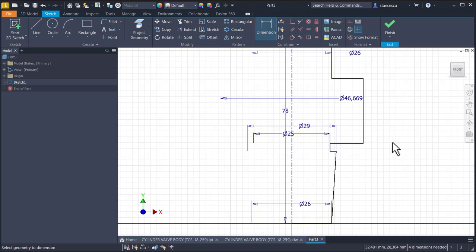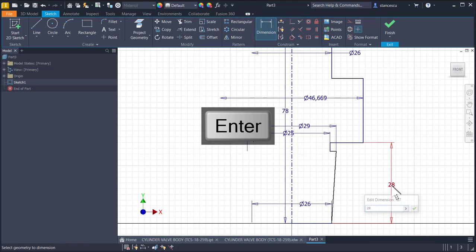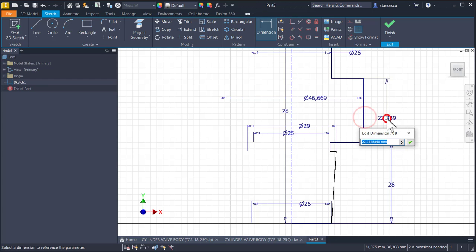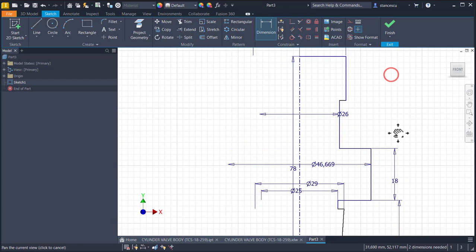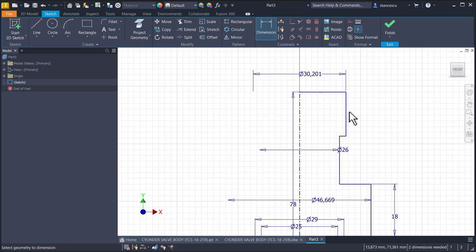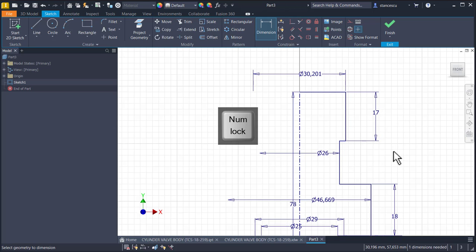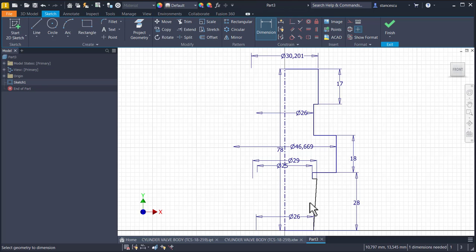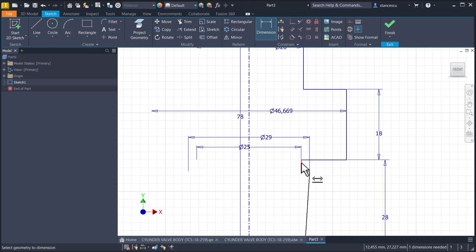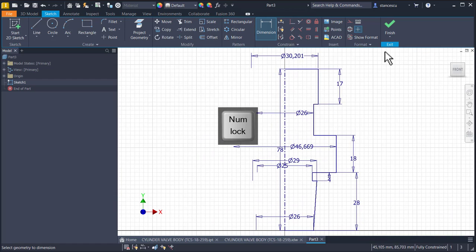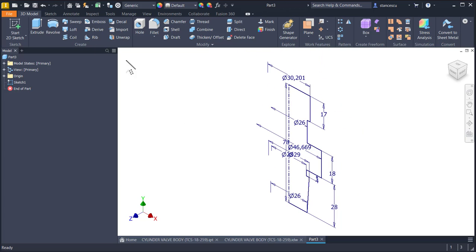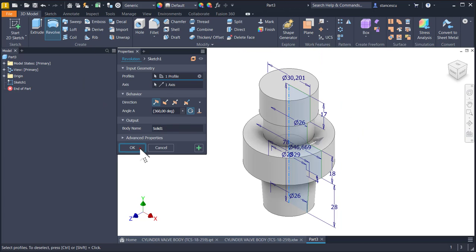Okay. Vertical. This is 28. This is 18. This is 17, and I hope we finished dimensioning. We didn't. Why? Because I forgot something. Yes, this distance is 4 millimeters. Good. Finish sketch. Revolve, and the first volume is made.